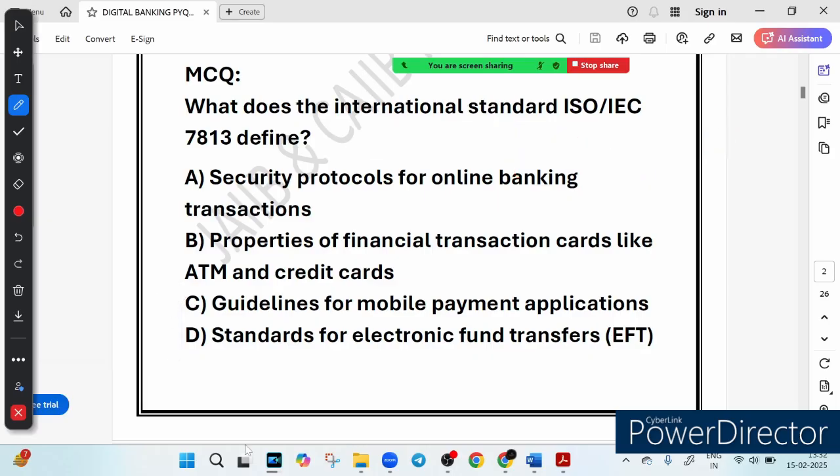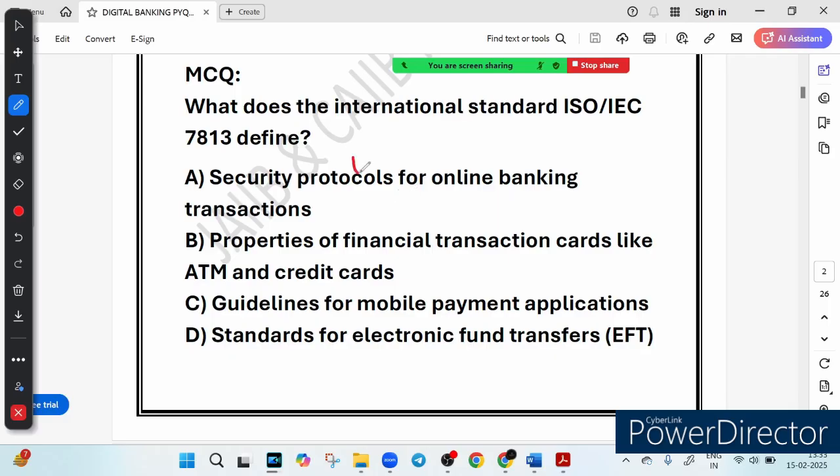Let's start with the third question. The question says: what does the international standard ISO IEC 7813 define? Option A says security protocol for online banking transactions. This is wrong, because security protocols for online banking, like encryption, passwords, two-factor authentication and firewalls, are covered using different ISO standards.